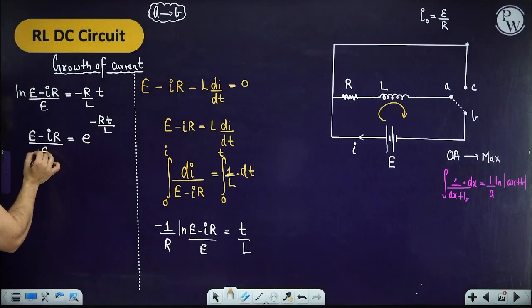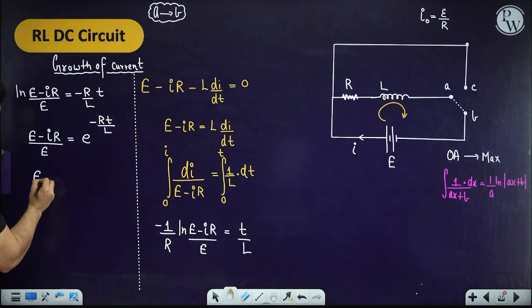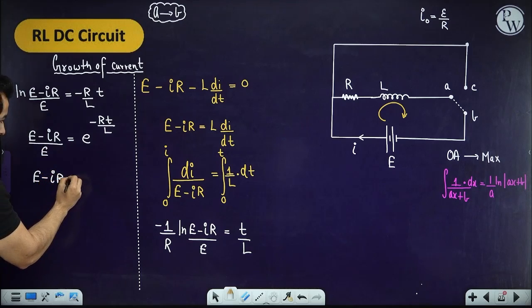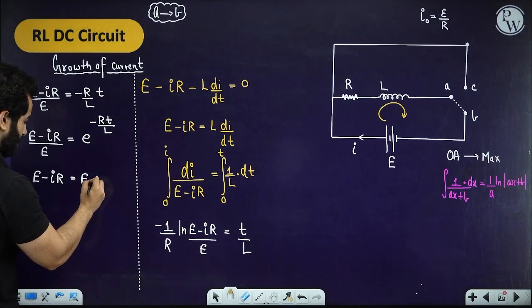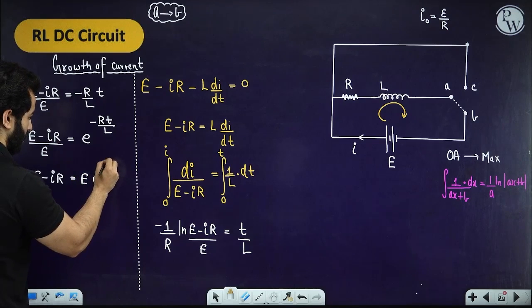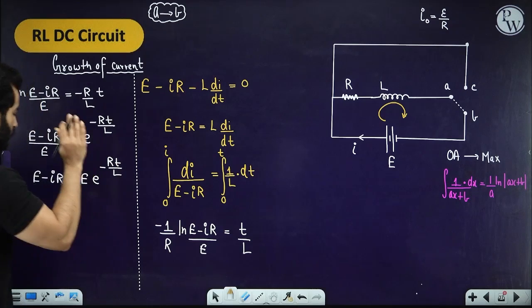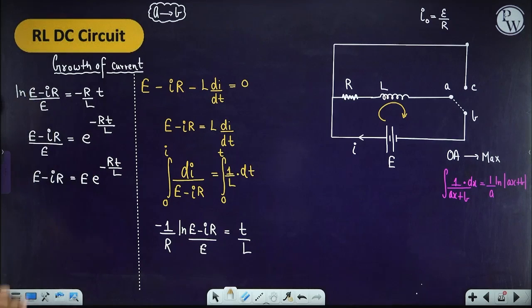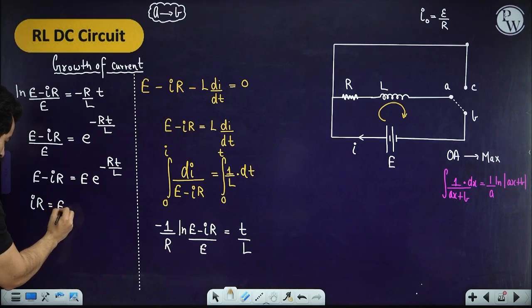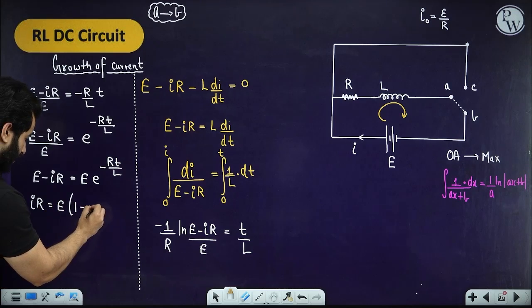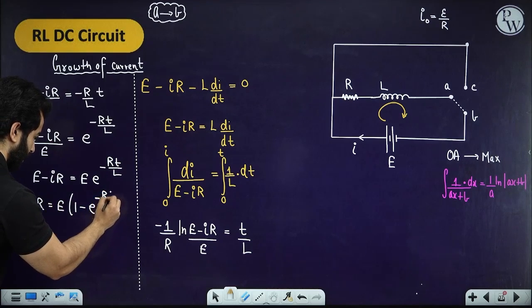Now in this step, let's rewrite it as E minus IR equals to E times e to the power of minus Rt by L. Hopefully everything is clear till this point. Next step is going to be IR equals to, I'll take E as common, and this would be 1 minus e to the power minus Rt by L.